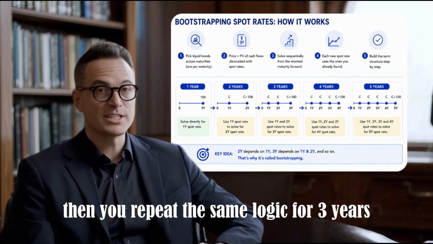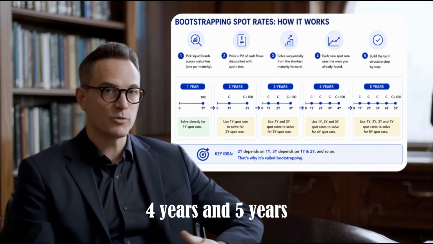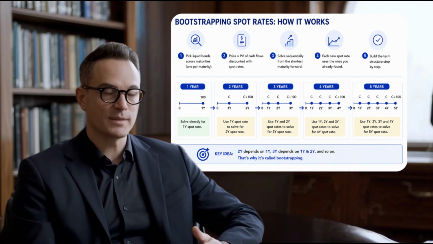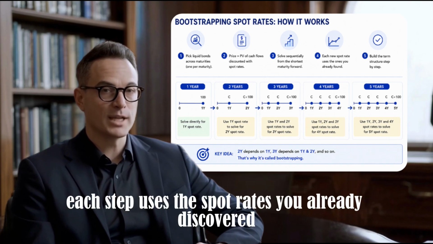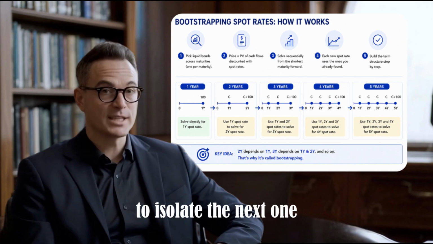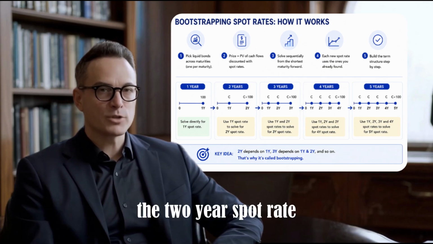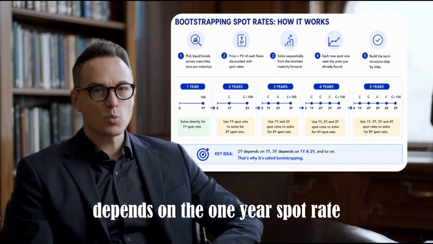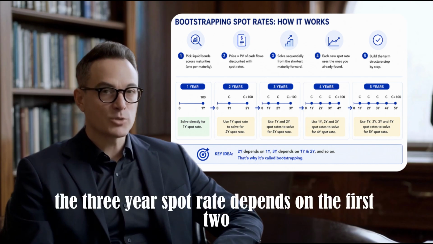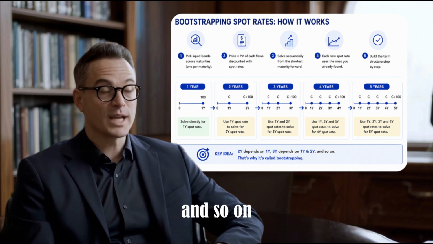Then you repeat the same logic for 3 years, 4 years, and 5 years. Each step uses the spot rates you already discovered to isolate the next one. That is why the method is called bootstrapping. The 2-year spot rate depends on the 1-year spot rate. The 3-year spot rate depends on the first two, and so on.